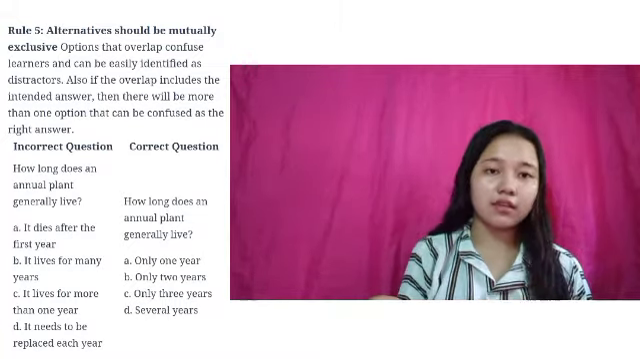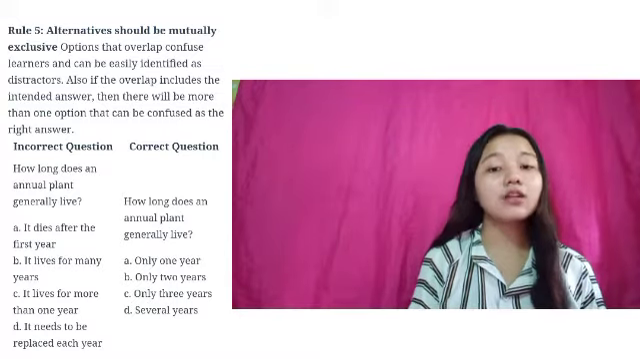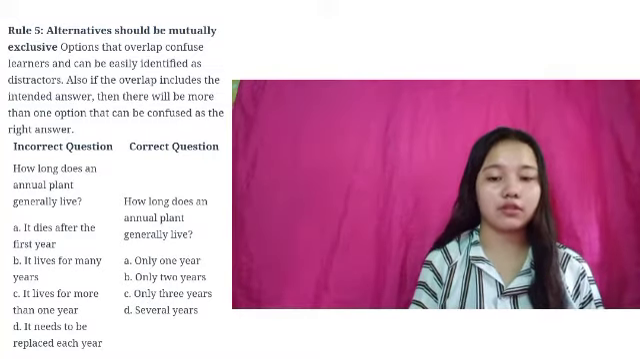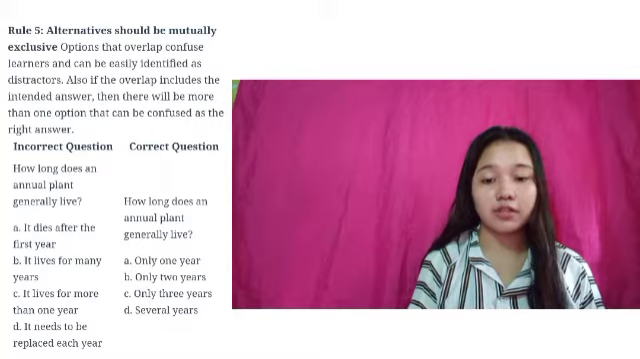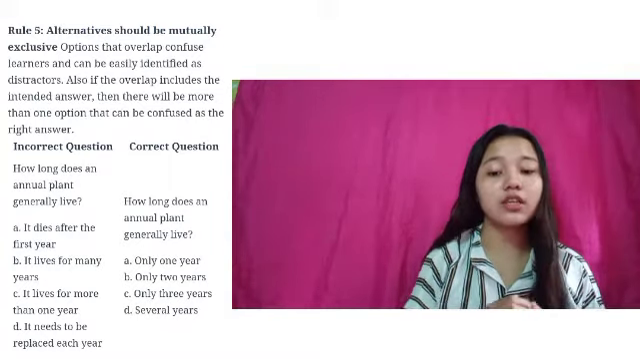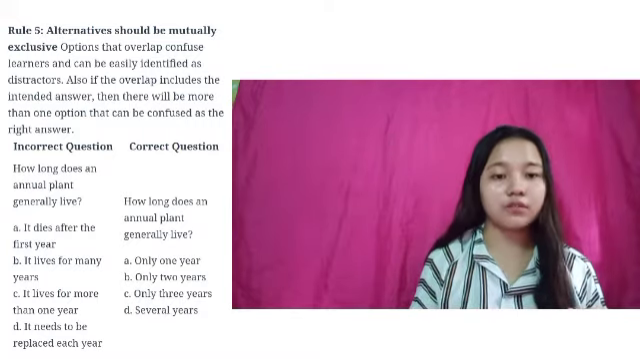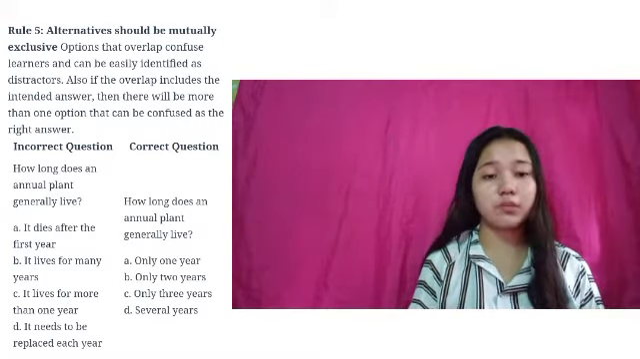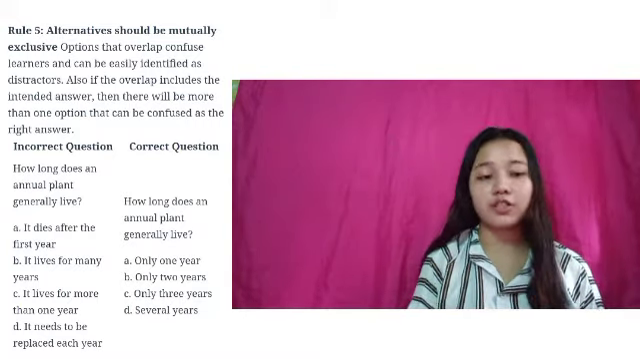So, for an incorrect question: how long does an annual plant generally live? A. It dies after the first year. B. It lives for many years. C. It lives for more than 1 year. And D. It needs to be replaced each year. So, for the correct question, it should be: how long does an annual plant generally live? A. Only 1 year. B. Only 2 years. C. Only 3 years. And D. Several years.